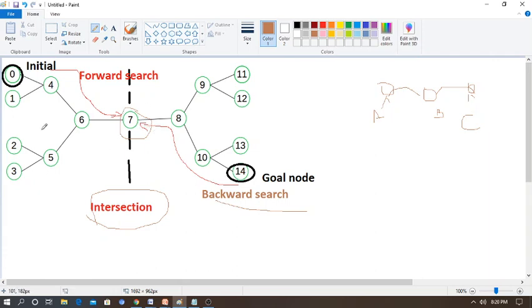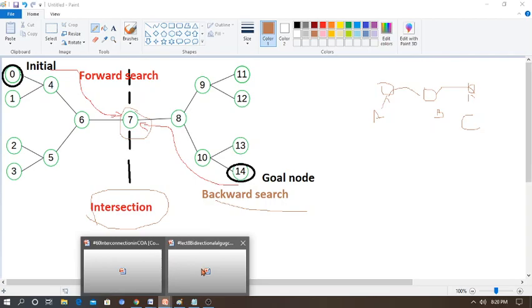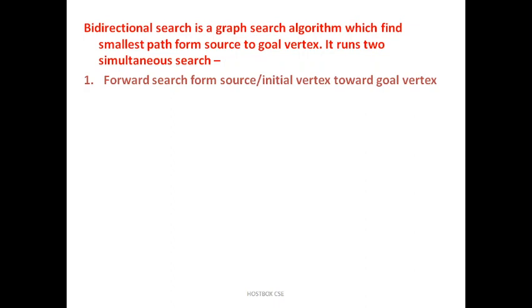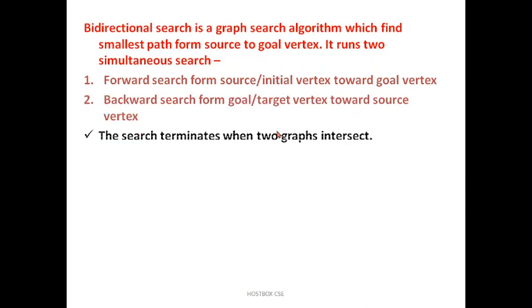So these are the points you have to understand about this algorithm. Let's go back to the PPT. I hope you understand what bidirectional search is, why we need it, and the time and complexity factors also.